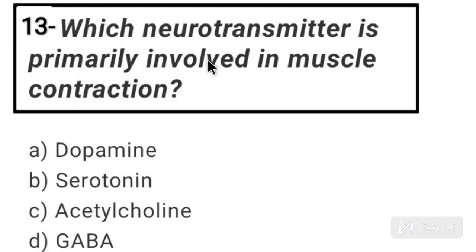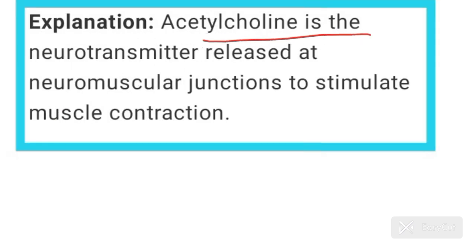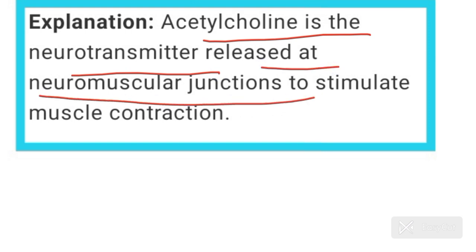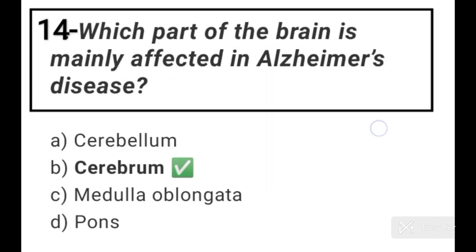Which neurotransmitter is primarily involved in muscle contraction? Answer is option C. Acetylcholine is the neurotransmitter primarily involved in muscle contraction. So, acetylcholine is the neurotransmitter released at neuromuscular junctions to stimulate muscle contractions. Question number 14. Which part of the brain is mainly affected in Alzheimer's disease? So, cerebrum is the part of the brain mainly affected in Alzheimer's disease.